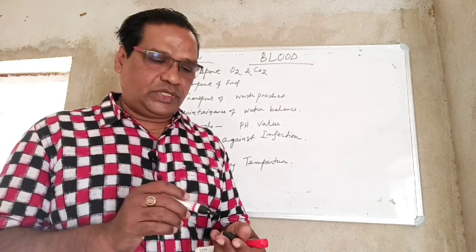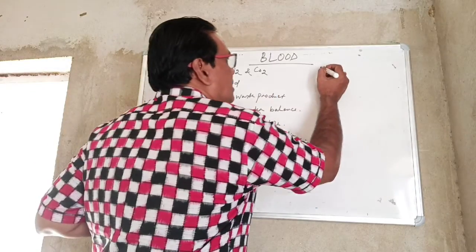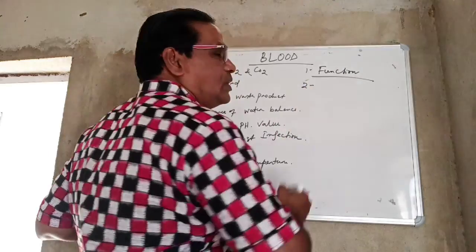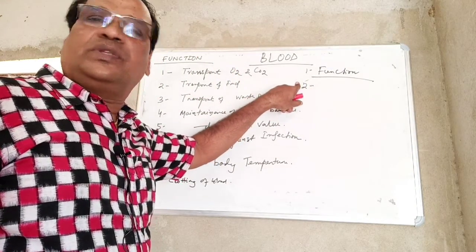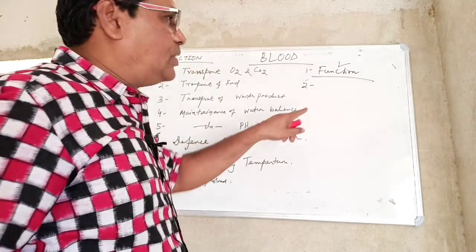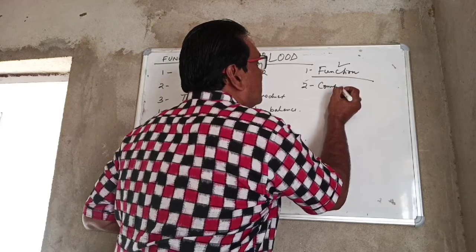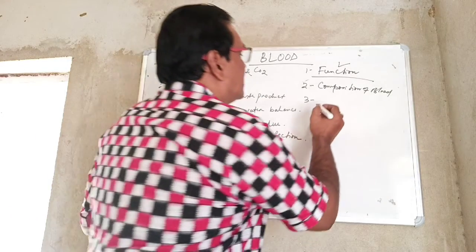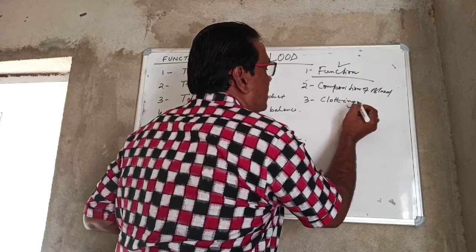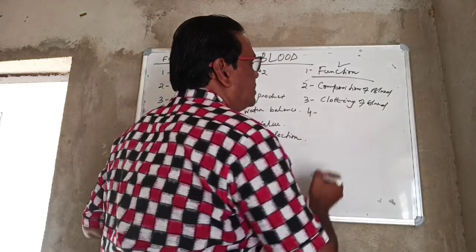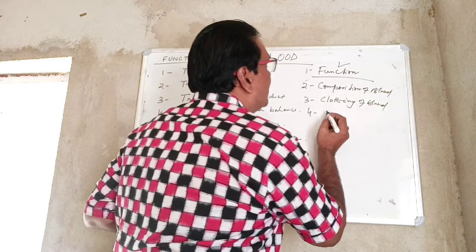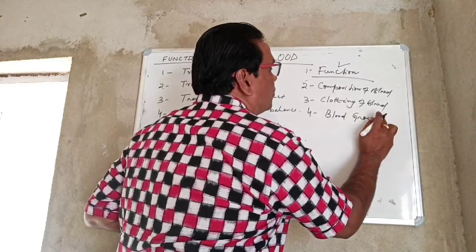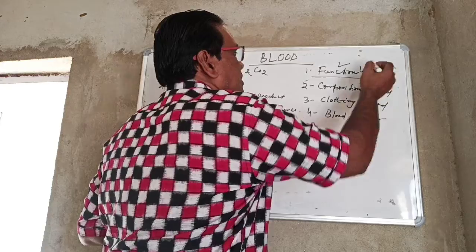So next is your composition. The next step of teaching: the first is function, which I have already discussed. Through these four stages I am discussing blood with you. First is function, already discussed. Second one is composition of blood. Third one is clotting of blood. And the fourth point of discussion is blood grouping.